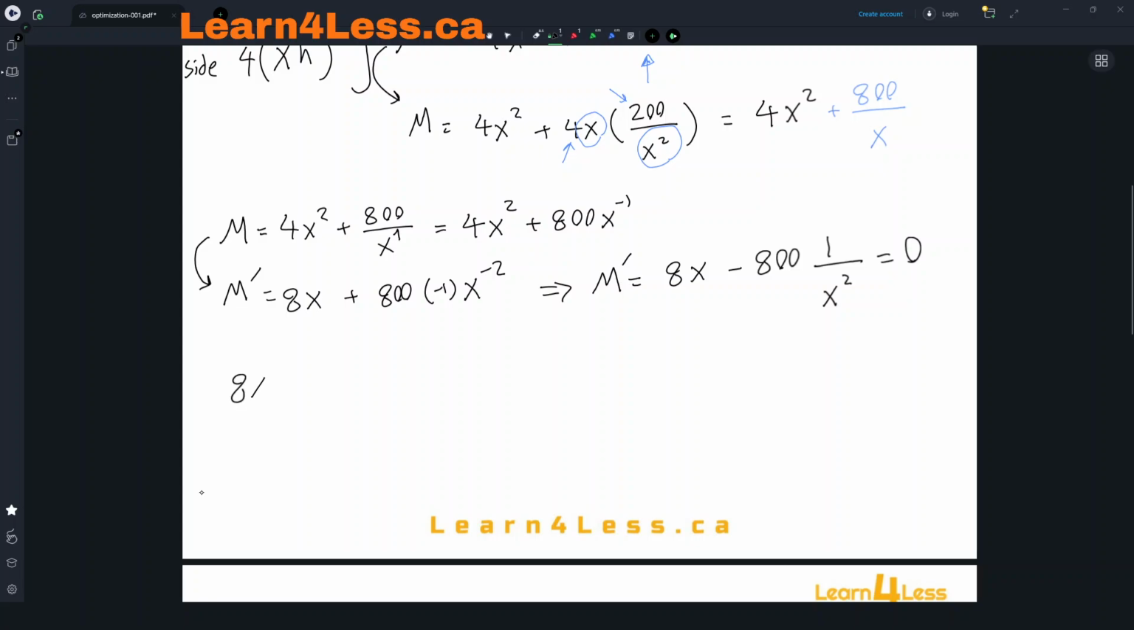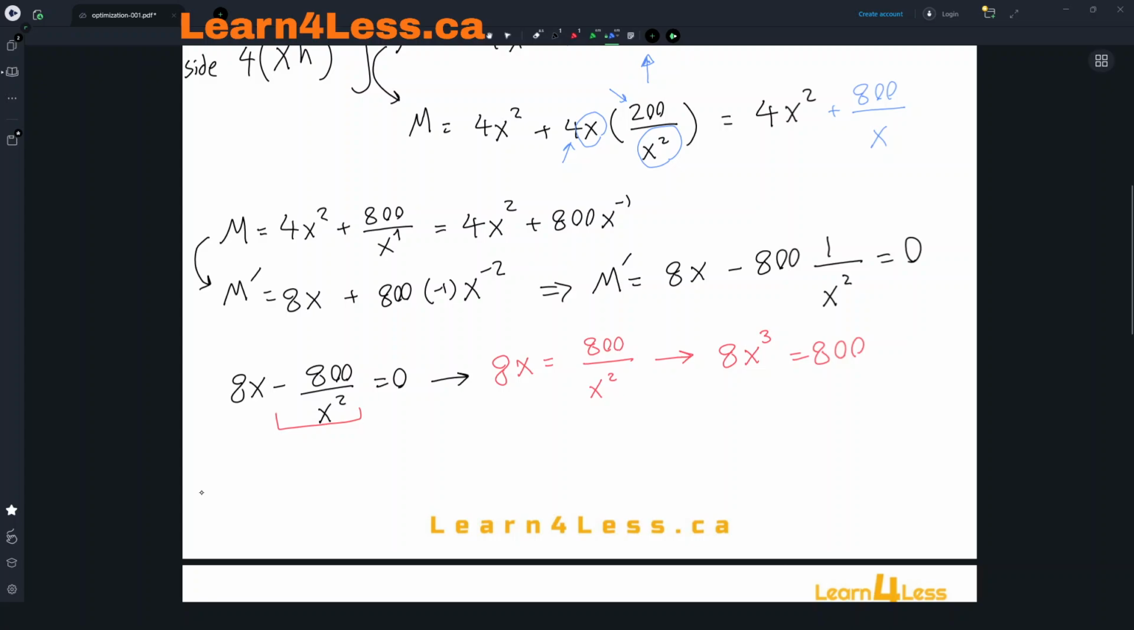So now that I know 8x minus 800 over x squared is equal to 0, I can move this negative part to the other side. So I can write 8x is equal to 800 over x squared and multiply both sides by x squared. So I get 8x cubed is equal to 800. I'm just multiplying both sides by the denominator, so I'm getting rid of that denominator.